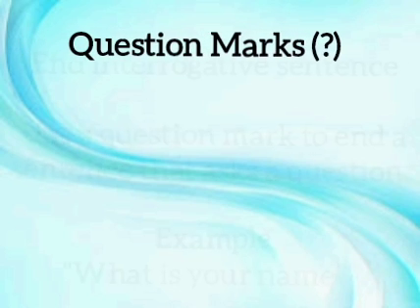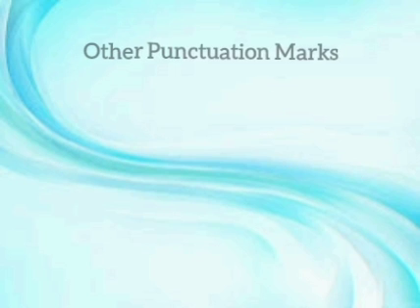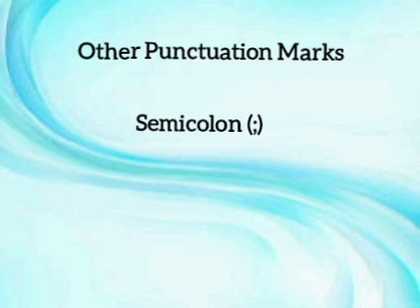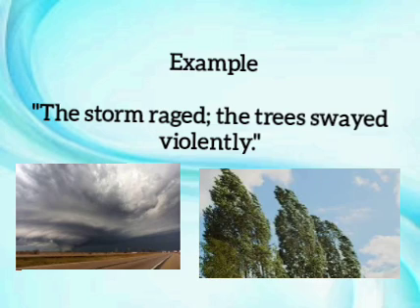Question marks. End interrogative sentences. Use a question mark to end a sentence that asks a question. Example. What is your name? Other punctuation marks. Semicolon. Use a semicolon to separate two closely related independent clauses that could stand alone as sentences. Example. The storm raged; the trees swayed violently.